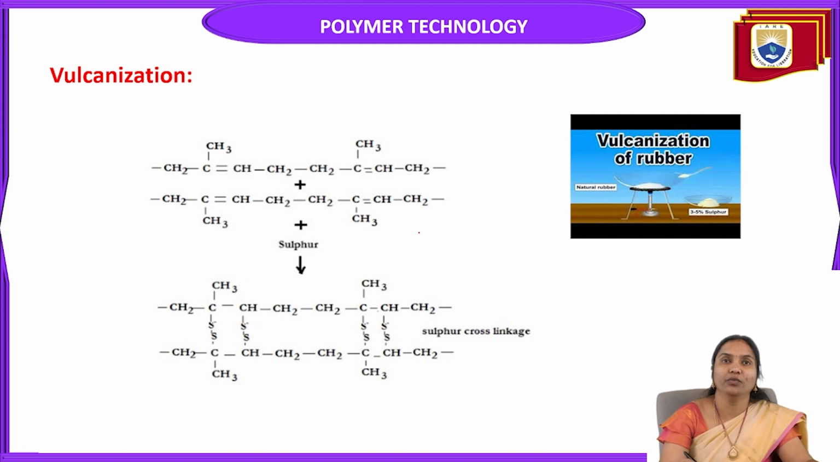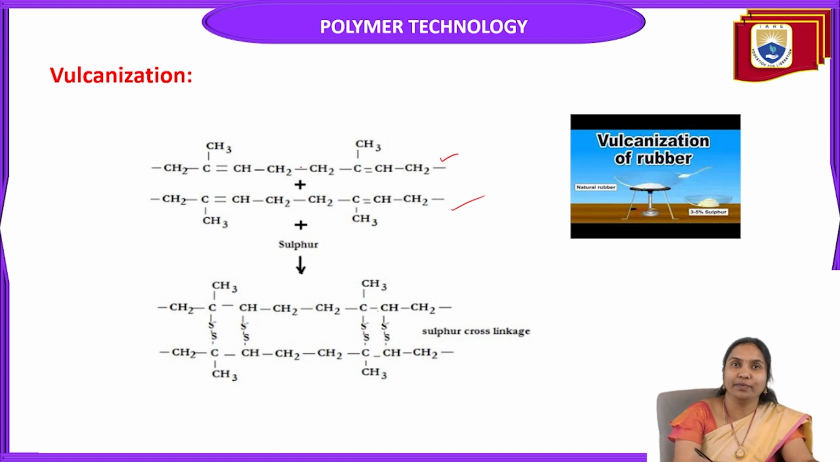So here, vulcanization means rubber chains to rubber springs. These are the isoprene molecules. Generally, the basic unit of rubber is isoprene. This isoprene undergoes polymerization and forms polyisoprene. These are the polyisoprene chains. So this is the natural rubber.